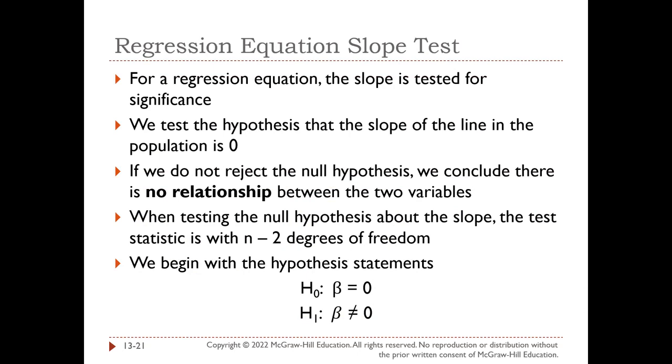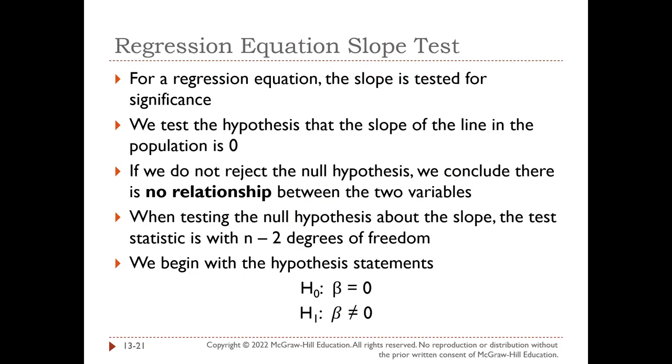It's basically going to be testing slope for significance. We're going to test the hypothesis that the slope of the line in the population is 0, which means no correlation, no relationship. So, if we do not reject the null, we conclude that there's no relationship. They're not independent or dependent. What we want is to reject that.